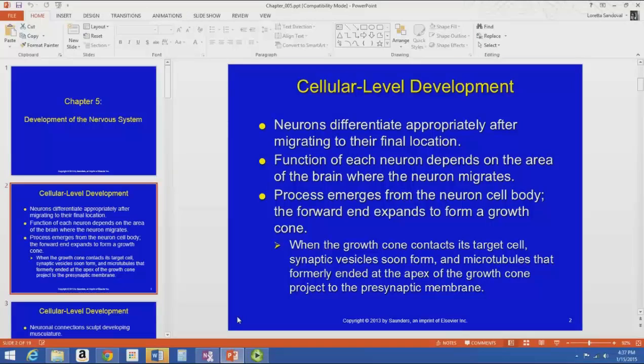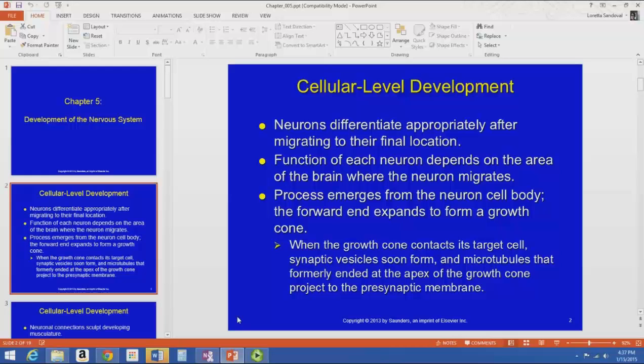So when we start out, we have a lot more neurons than we are ultimately going to end up with. So the function of each neuron depends on the area of the brain from where the neuron migrates. So a lot of the information early in the chapter about the reorganization in cells and everything is very interesting, and it determines the migration of neurons, but I do not expect you to know that.